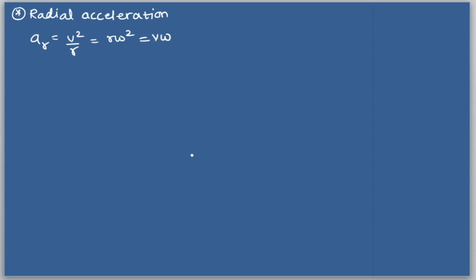Write down radial acceleration. This is the acceleration which is along the radius and perpendicular to the velocity of the particle. What are the formulae for radial acceleration? The formulae for the radial acceleration are v square upon r, r omega square and v omega. These are the three formulae which are used for the radial acceleration. Of course in magnitude we are writing this.